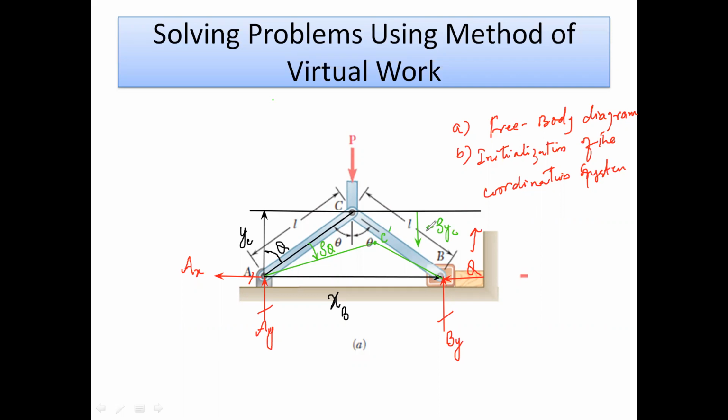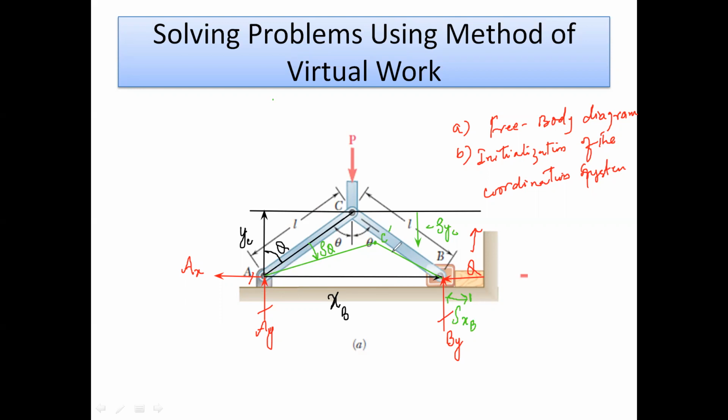Apart from the virtual displacement del YC, we will also have a virtual displacement of the block, because the block will move forward. Let's represent that forward motion of the block by del XB. So this is how the entire picture looks. Be careful: the motion we have given to the toggle is consistent with the constraints at A and at B. The constraints at A are AX and AY, which do not allow translation along the X and Y axes. When giving the virtual displacement, we are maintaining that.